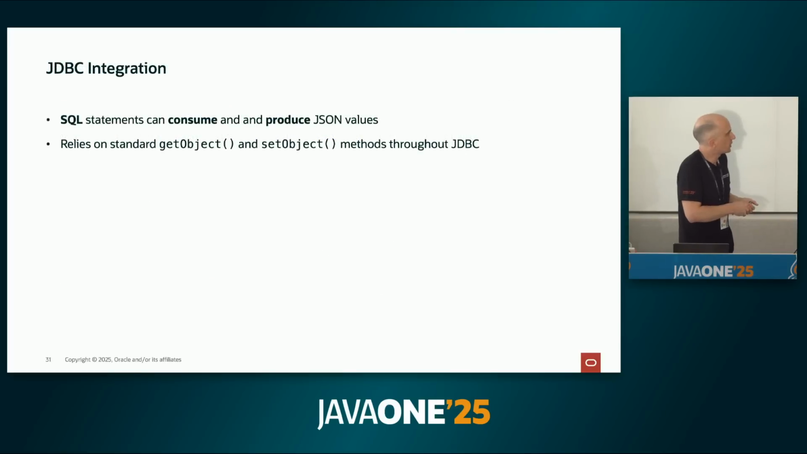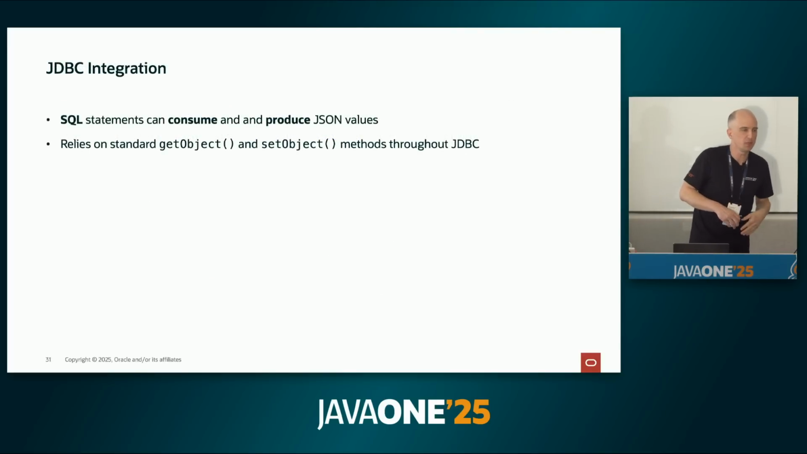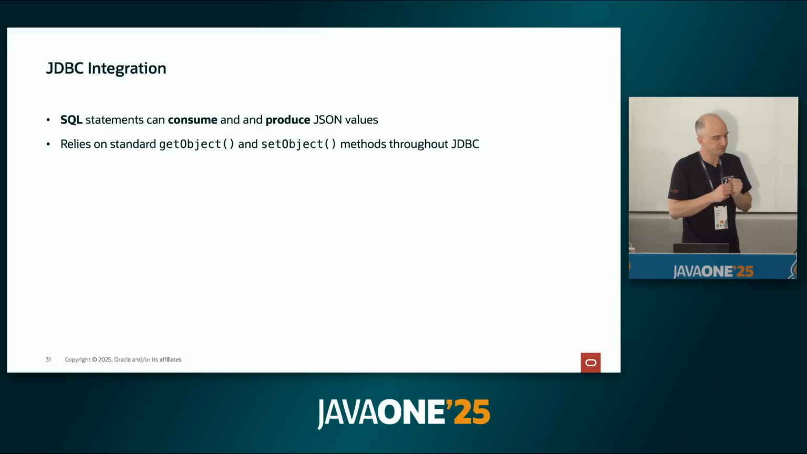OK, so that's a quick tour of those three APIs. You've got the streaming, you've got the tree model, and then you've got the Databind. But what I haven't talked about yet is how do these different things interact with a database.